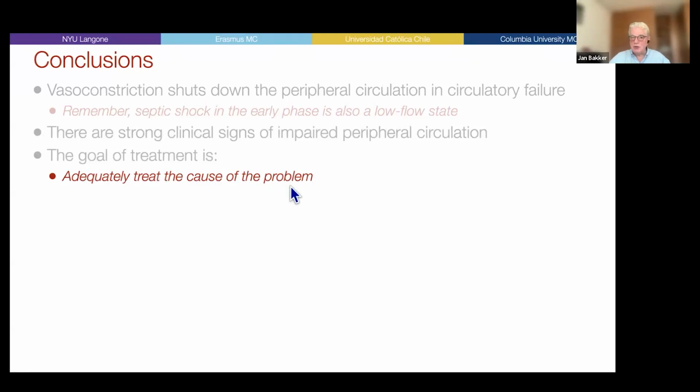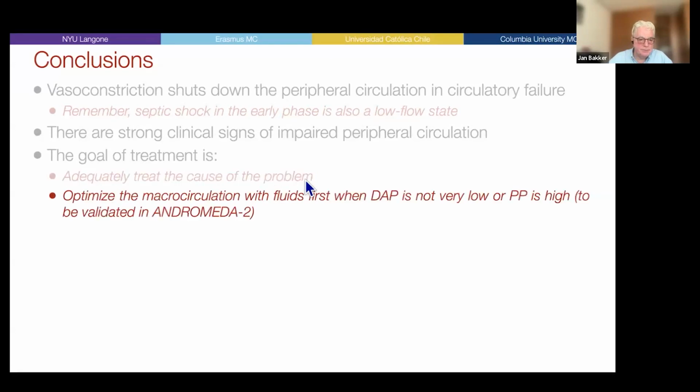Remember, these parameters do not tell you what's going on. You have to create the context yourself. So if you lift the sheets and you see two, let's say, blue legs, that doesn't tell you whether that's sepsis or cardiogenic shock. That's your task for the next few minutes. Optimize the macrocirculation with fluids first, when diastolic blood pressure is not very low, or your peripheral perfusion index, peripheral perfusion pressure is not very high.